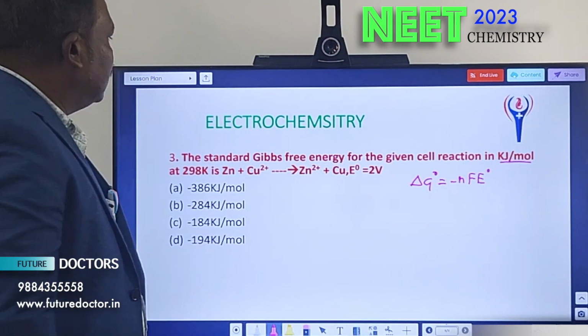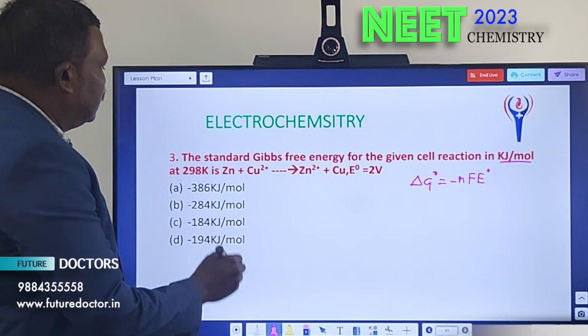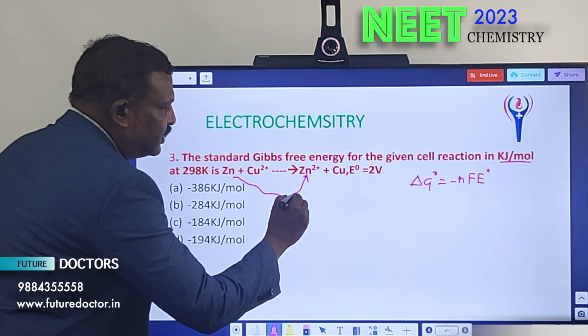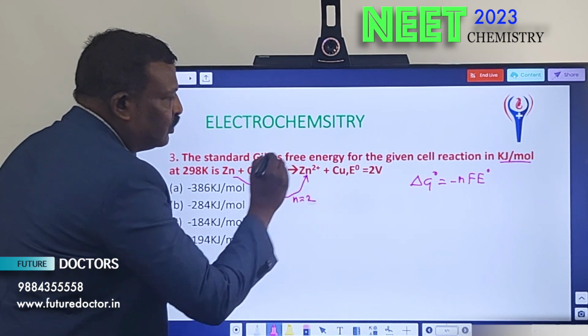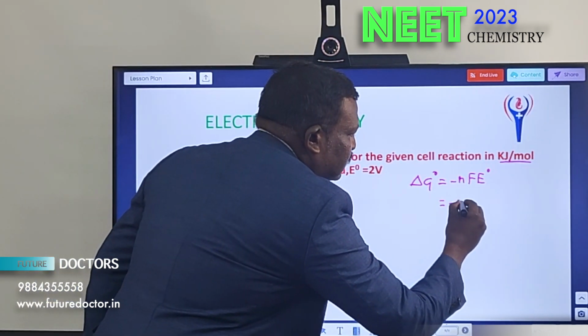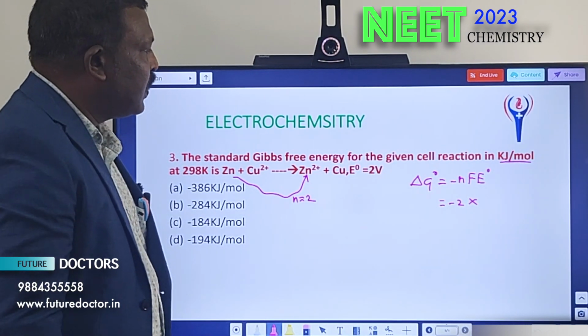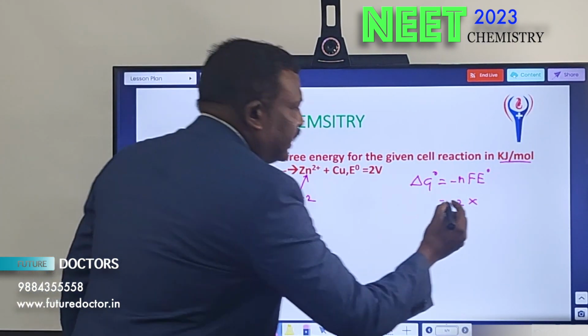Simple. Then n, I told you, simply remember: zinc becomes Zn2 plus, so there is loss of 2 electrons. Simply you can say n is equal to 2. So minus 2. F means Faraday. You must know that 1 Faraday is equal to 96500 coulomb.